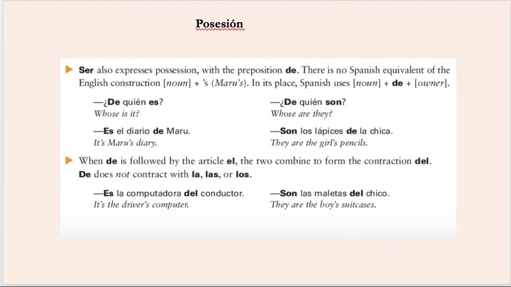Another thing to note is that when de is followed by the article el, the two combine to form the contraction del. It's for pronunciation reasons, but it has become a grammatical construct. So you should never ever write de plus el as two separate words. They become one. Por ejemplo, es la computadora del conductor, or son las maletas del chico. Do note that de does not contract with la, las, or los.